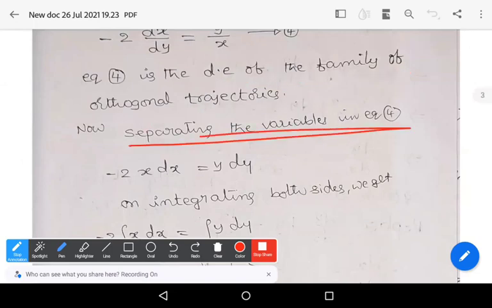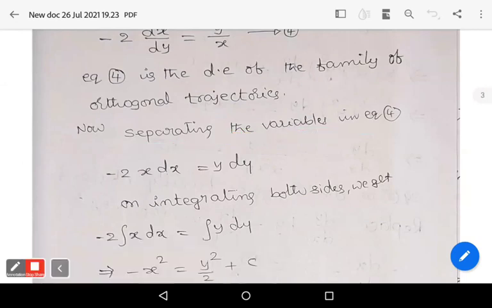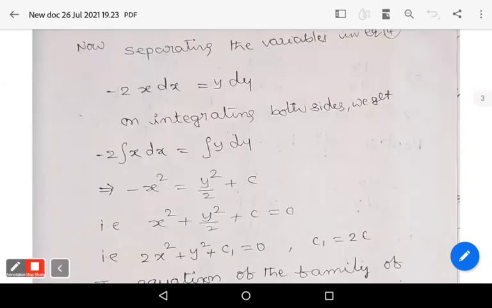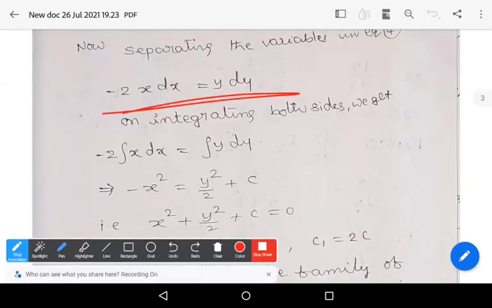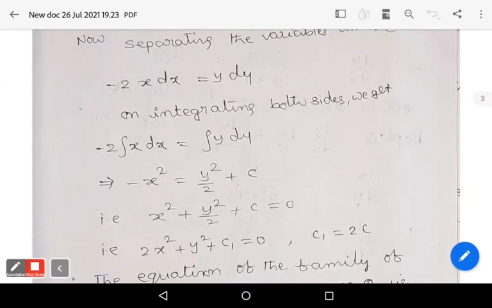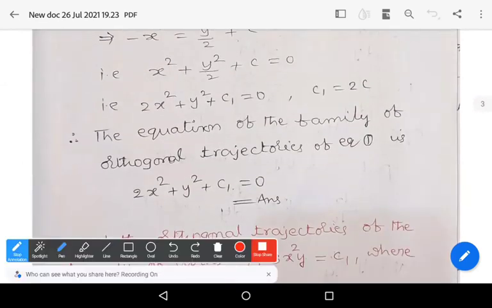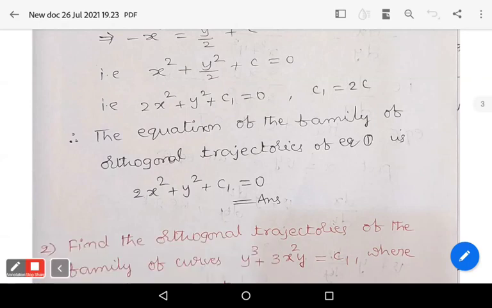Now separating the variables in equation 4, we get minus 2x dx is equal to y dy, and integrating we get the required solution. That is the final solution of the differential equation, the orthogonal trajectories of the given family of curves. Let us see the next problem.